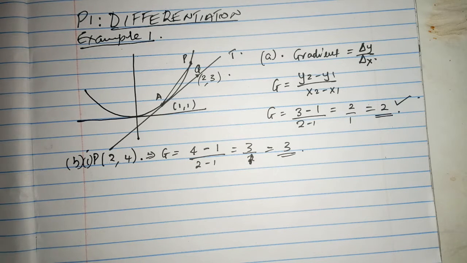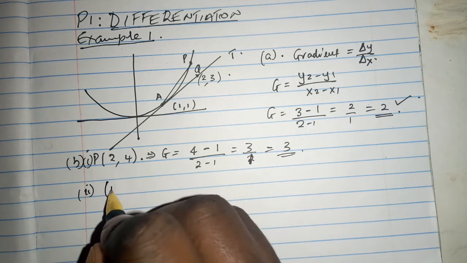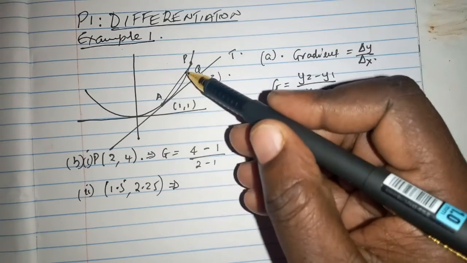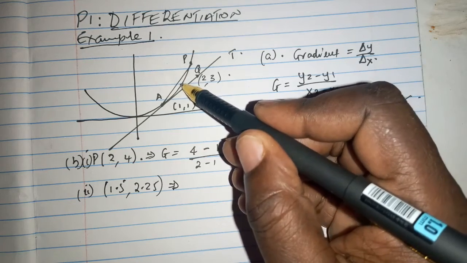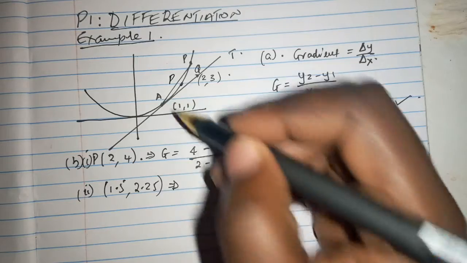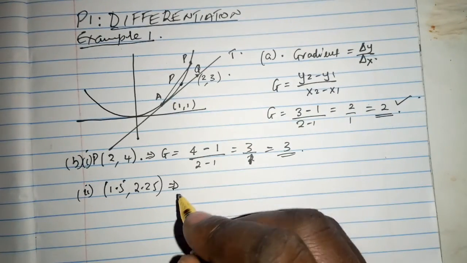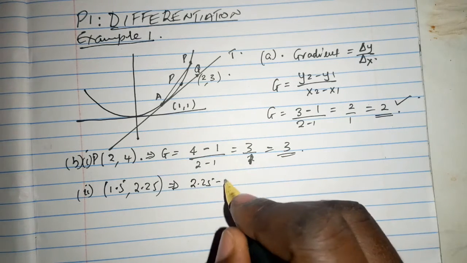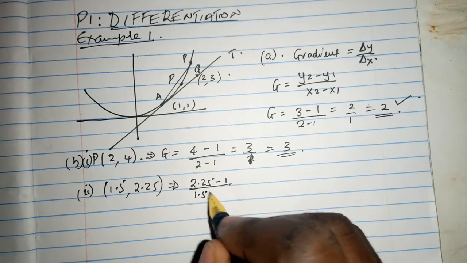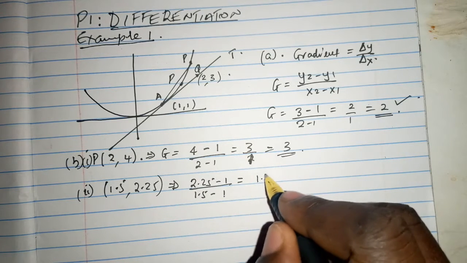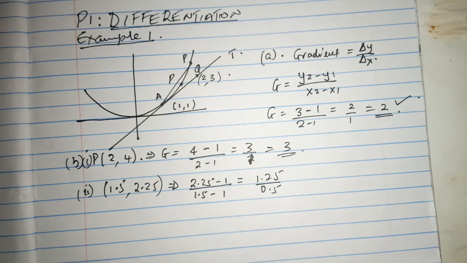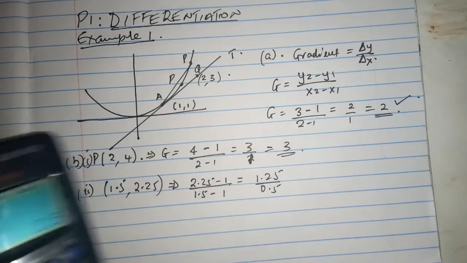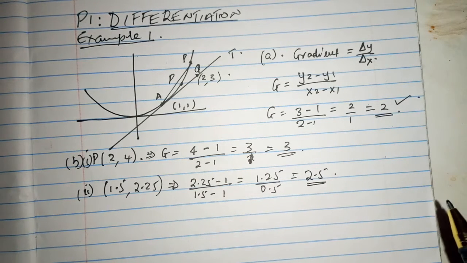Now, when P has different coordinates like (1.5, 2.25), assuming P approaches A, we could have a new P approaching A. The gradient of that chord AP becomes 2.25 minus 1, all over 1.5 minus 1, which is 1.25 over 0.5. 1.25 divided by 0.5 is 2.5. The gradient happens to be now 2.5.